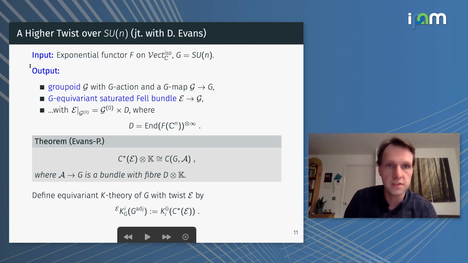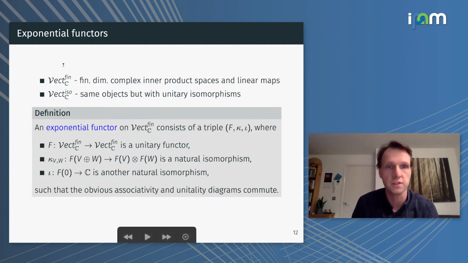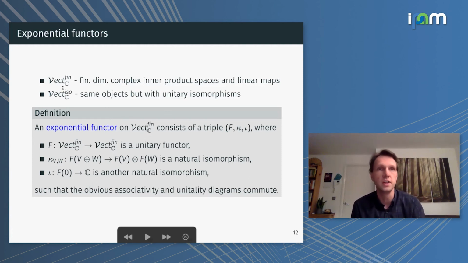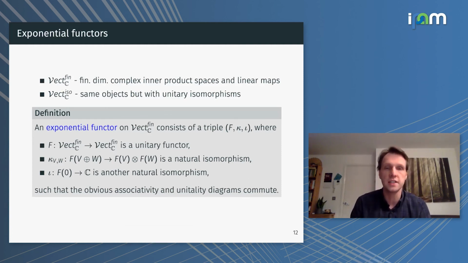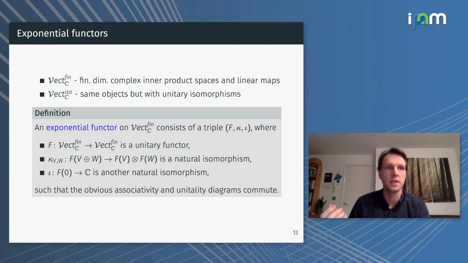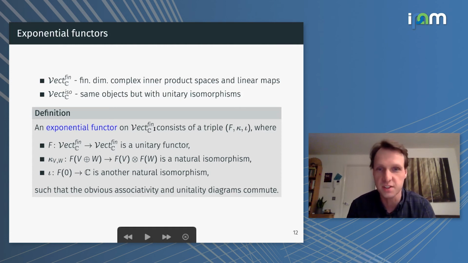So let me tell you a little bit about the input datum. So what are these exponential functors? An exponential functor is just a monoidal functor from the category of finite dimensional complex inner product spaces to itself, where I pick the direct sum on the domain and the tensor product on the codomain, right? That's what the exponential function should do. It transforms sums into products. Right, so here's that spelled out.